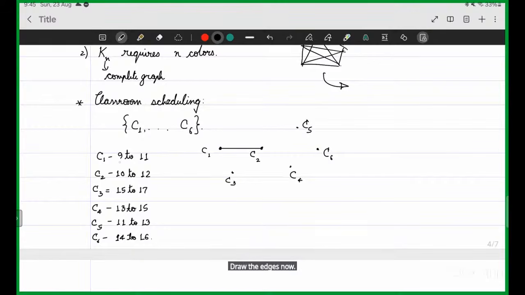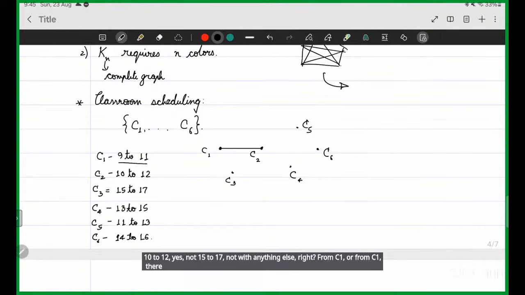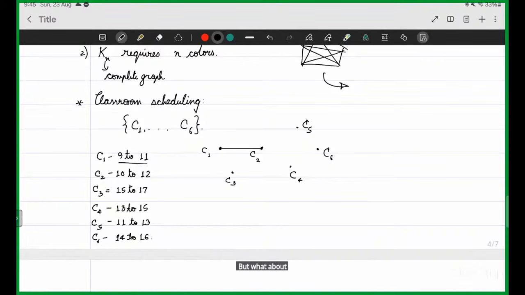From C1, 9 to 11 clashes with what? 10 to 12, yes. Not 15 to 17, not with anything else, right? From C1, there is only a clash with C2. But what about C2? C2 has a clash with C1 as well as C5. So we'll draw that edge.